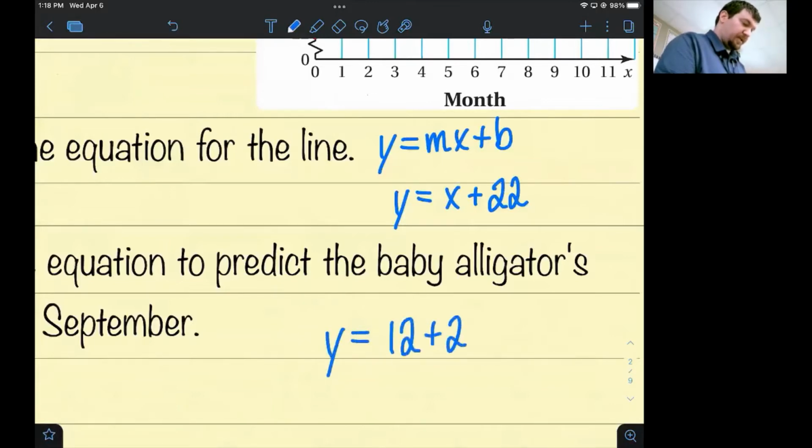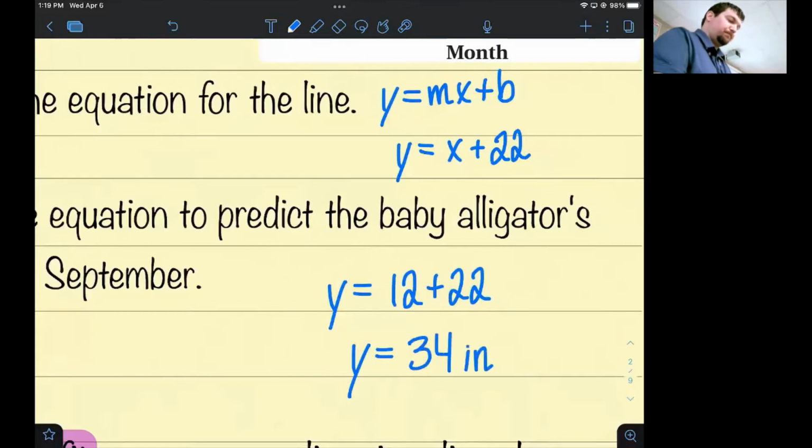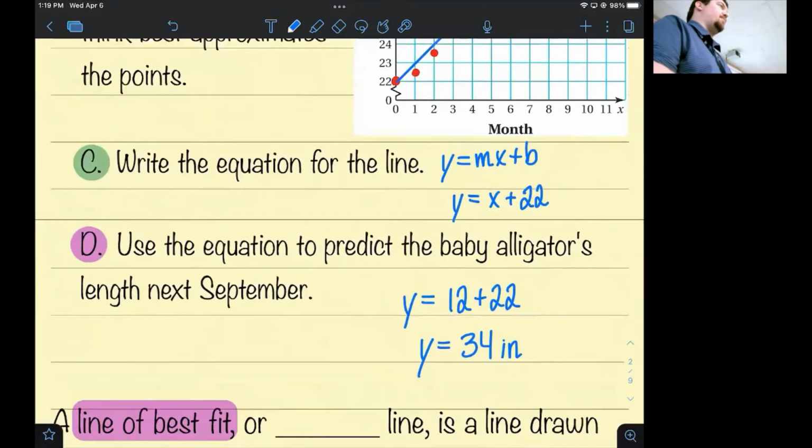Add 22 because it's already growing, or it's already had it, I guess, started at 22. And how long is the alligator predicted to be a year after we started, Christian? 34 inches. I like how you labeled it. Nice job. And you could make that prediction for any of the months.